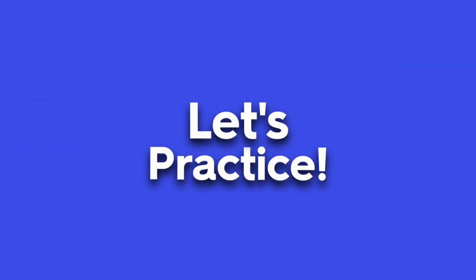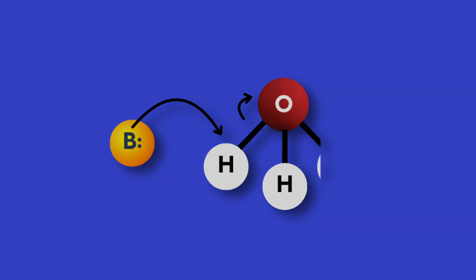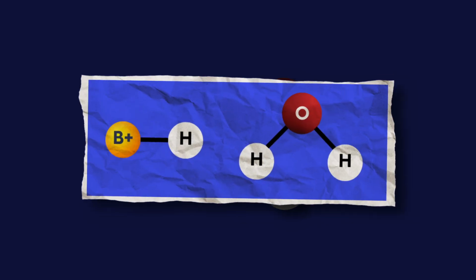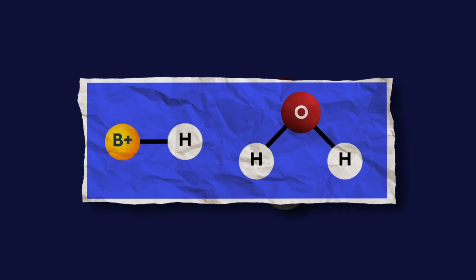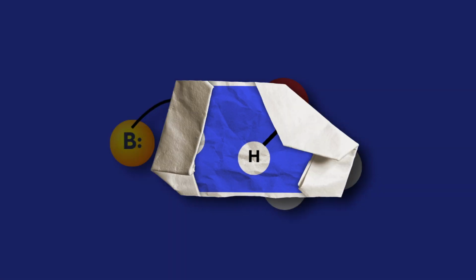Let's practice with an acid-base step. Push the base's lone pair to hydrogen, and push the oxygen-hydrogen bond back to oxygen. You form BH+, a protonated base and water. Note that the total charge before and after is the same.